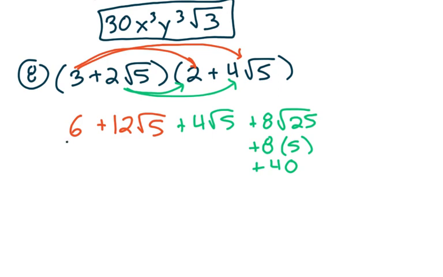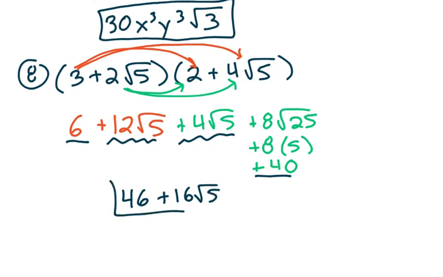And now I can combine like terms. 6 plus 40 is 46. And 12 square roots of 5 plus 4 square roots of 5 is 16 square roots of 5. And that's our answer.